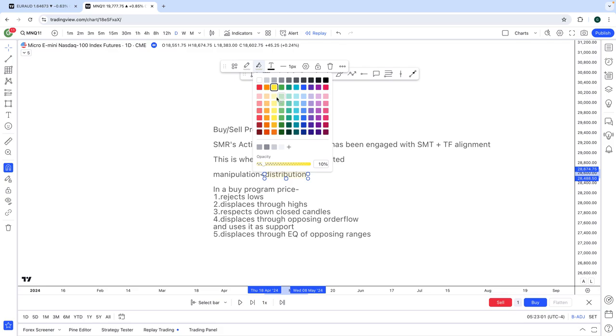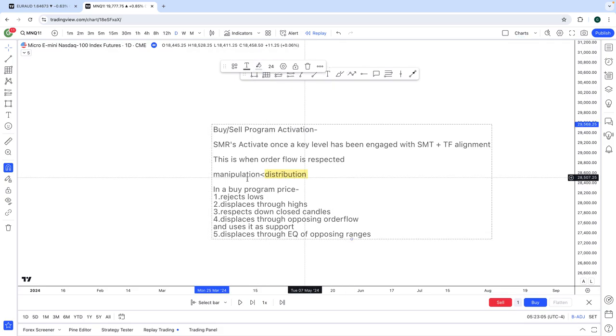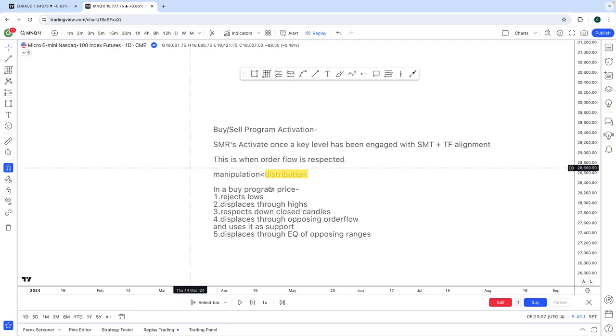Okay, so what has to happen for distribution to occur? We must manipulate, aka we must hit a key level, a fair value gap, or a swing low. In a buy program, price respects lows or rejects lows. Sorry, rejects lows, displaces through highs, respects down close candles. So this is when you see order blocks. This is when you really want to use order blocks in distribution.